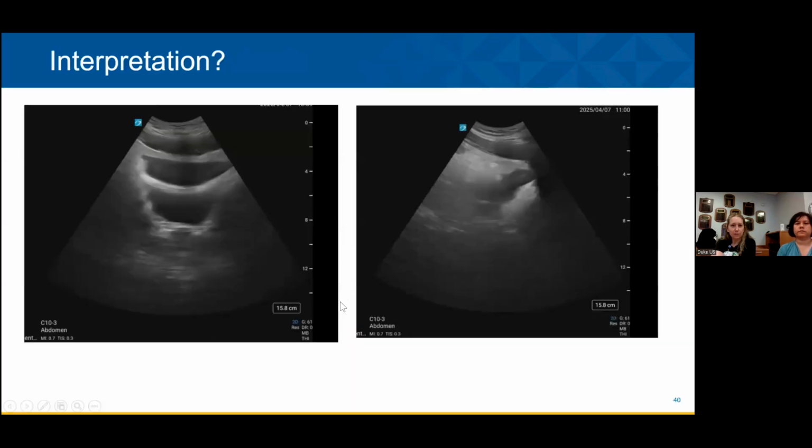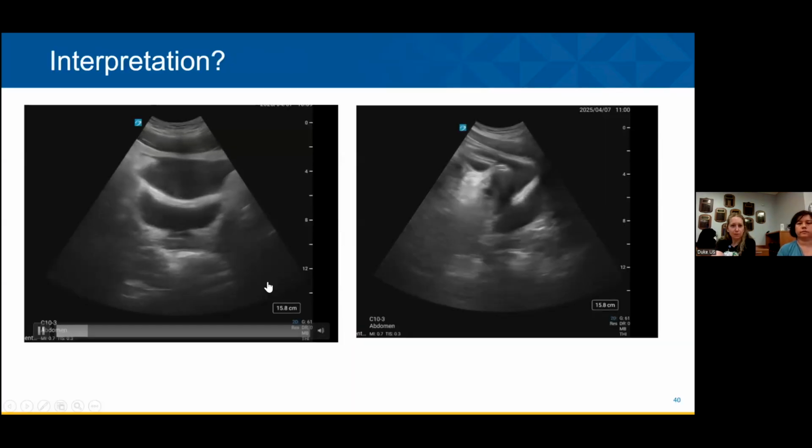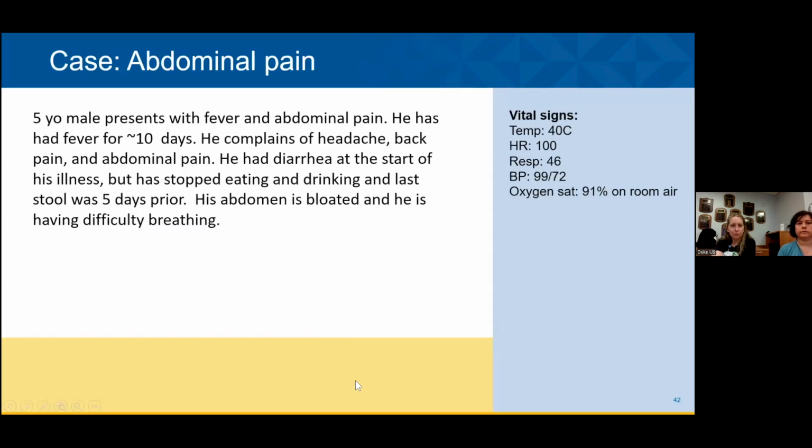This case, I'm going to skip through because I think it is not as helpful. And then maybe we'll do one more case. This was a 5-year-old patient. This was a patient I actually cared for in Malawi.